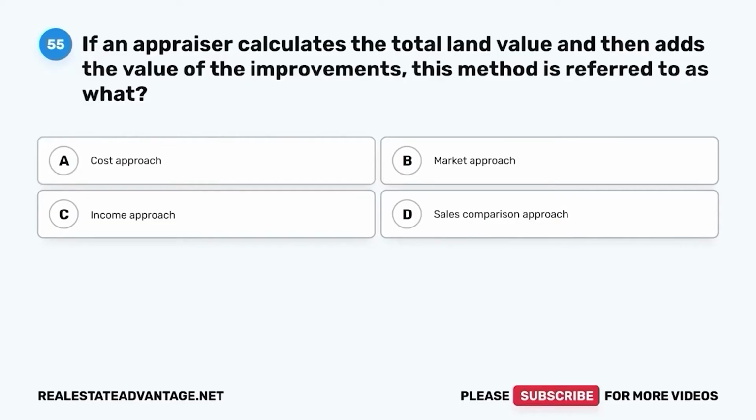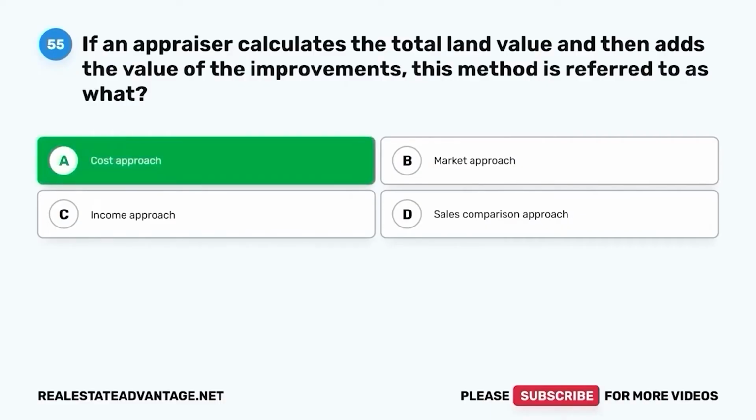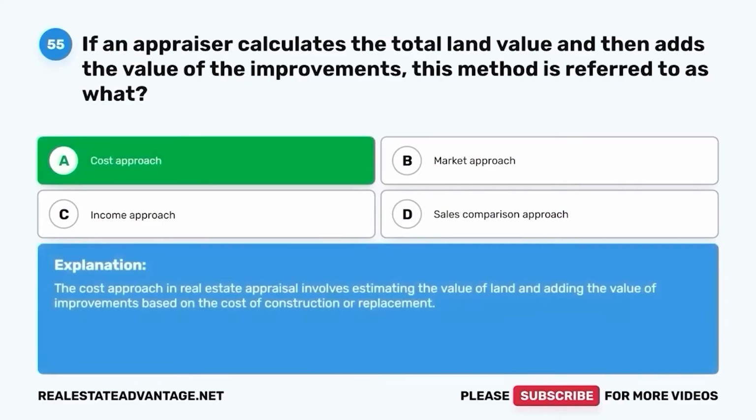Question 55. If an appraiser calculates the total land value and then adds the value of the improvements, this method is referred to as what? A. cost approach. B. market approach. C. income approach. D. sales comparison approach. The correct answer is A, cost approach. The cost approach in real estate appraisal involves estimating the value of land and adding the value of improvements based on the cost of construction or replacement.